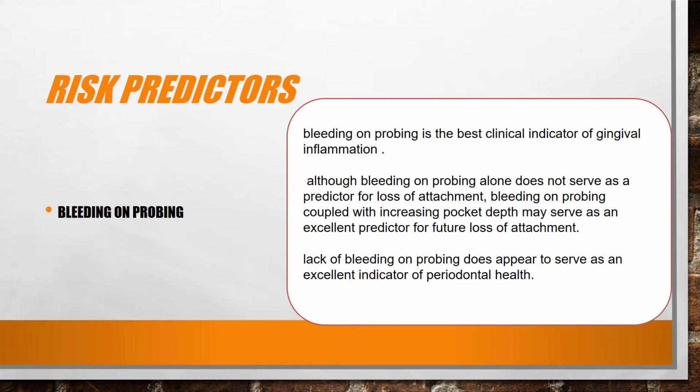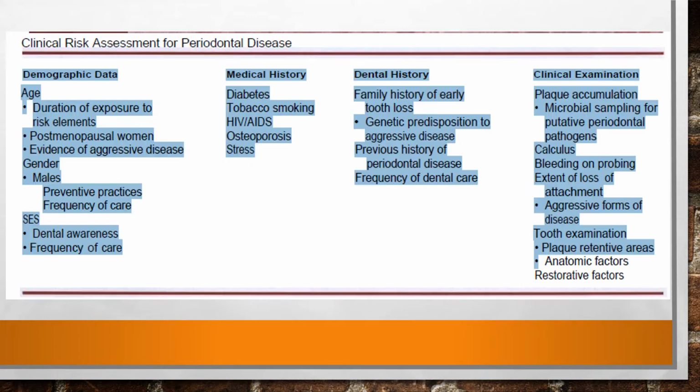Then comes bleeding on probing as a risk predictor. Bleeding on probing is the best clinical indicator of gingival inflammation, although bleeding on probing alone doesn't serve as a predictor of loss of attachment. So absence of bleeding on probing is a good clinical parameter for evaluating periodontal health. But when it is present, alone it is not a good predictor of future attachment loss. When combined with increased pocket depth, it may serve as an excellent predictor for future loss of attachment.